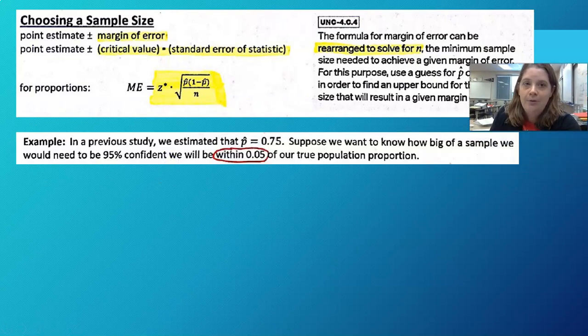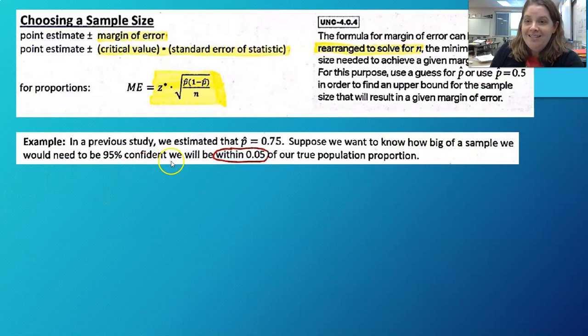For example, in a previous study, we estimated that p hat was 75%. Suppose we want to know how big of a sample we would need to be 95% confident that we would be within 0.05 of our true population proportion. Now, this idea of within, that's the margin of error, plus or minus. We want to be within plus or minus 0.05.